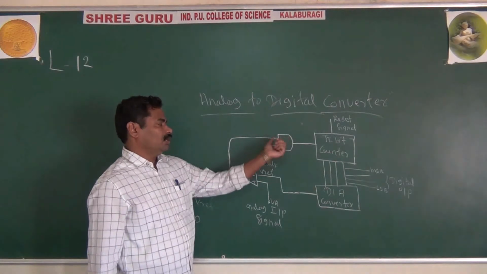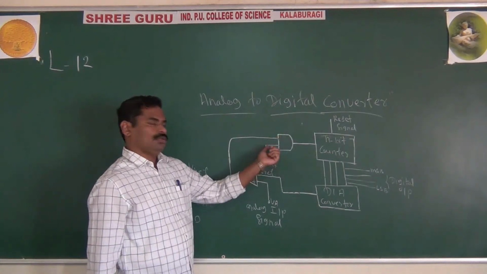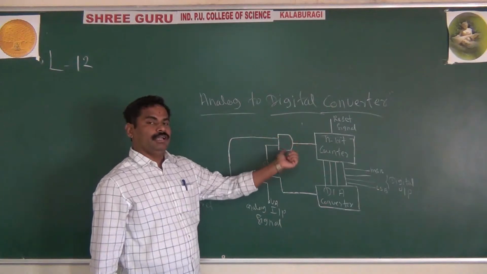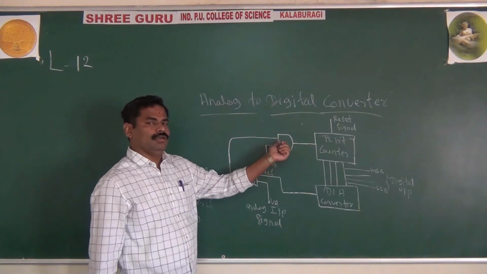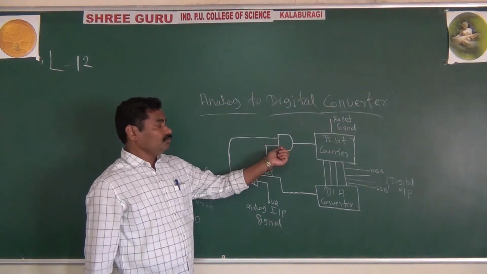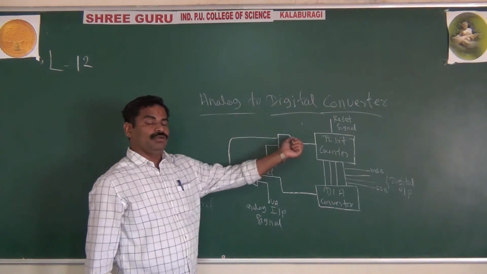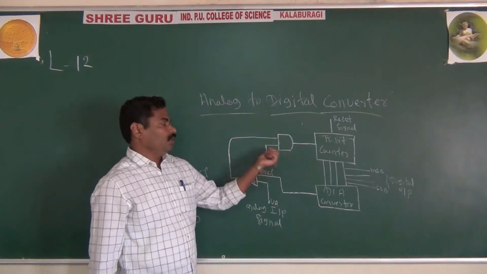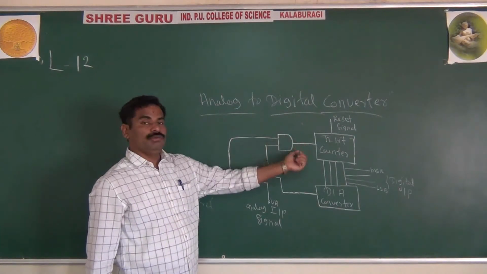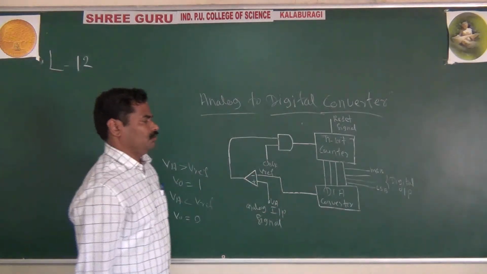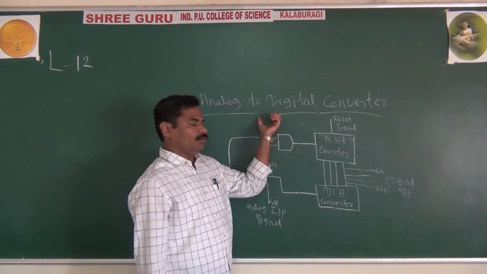If the comparator output is 1, this 1 is given to the AND gate, and the clock is always 1, so with 1 and 1 your AND gate output is 1. What is the principle of an AND gate? Whenever both inputs are high, only then will you get a high output. If any one input is 0, the output will be 0. This is in brief about each block of your A to D converter.